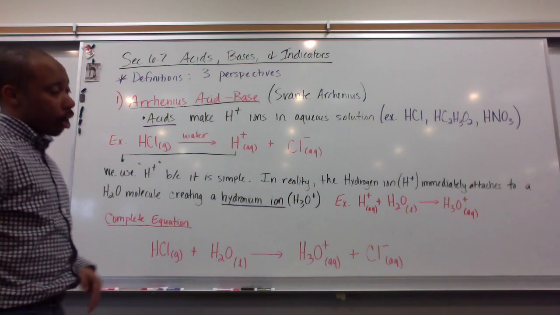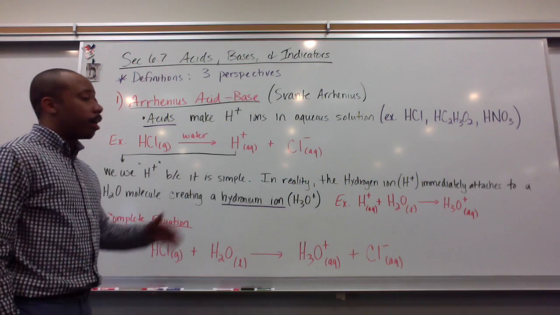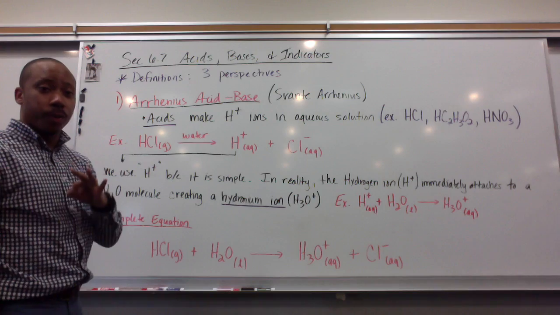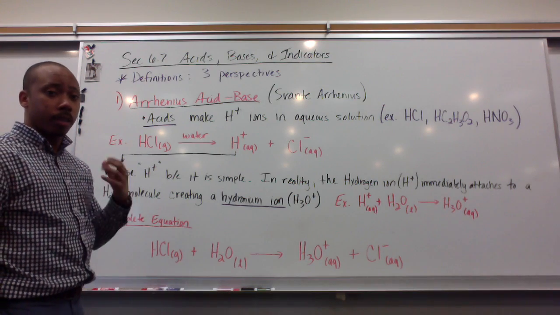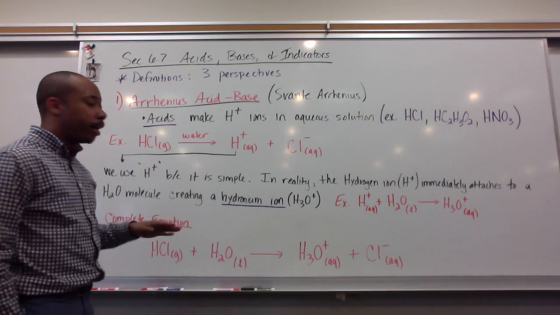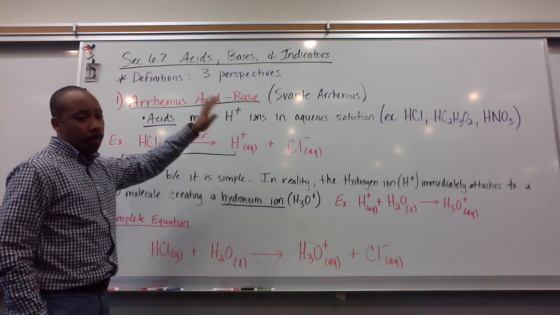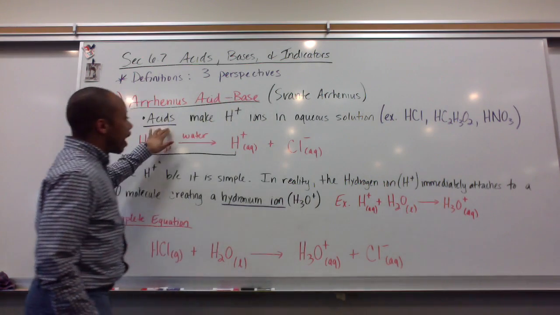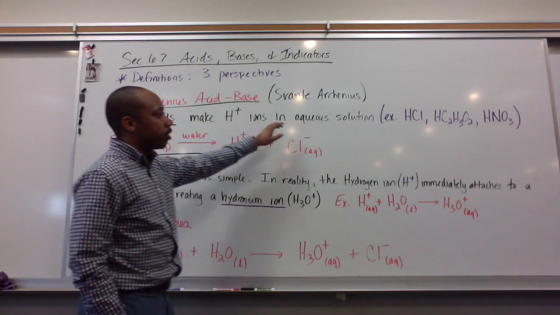Now, as we go into our talk on acids and bases, I first want to touch on definitions. The definitions of acids and bases come from 3 different perspectives. The first perspective that we're going to be talking about is one that we've already hit on, and that's with Arrhenius acids and bases. This comes from a guy named Svante Arrhenius. He said that acids make H+ ions in aqueous solution.